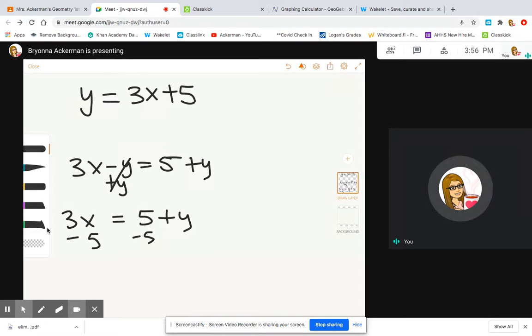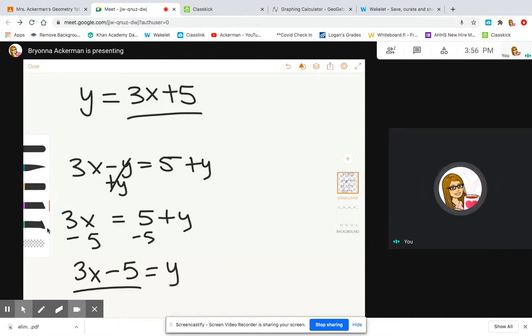And so I'm going to end up with 3x minus 5 equals y. Well, that's very close to this. It's not quite the same, right? This one's 3x plus 5, and this one's 3x minus 5. But what we will notice is the slopes are the same. And if you remember, if a slope of a line is the same, then the lines are parallel.